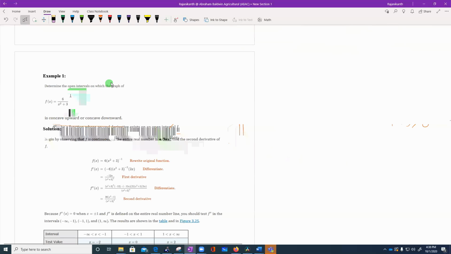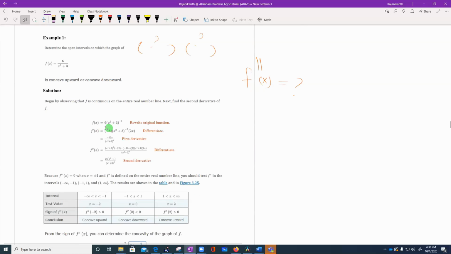Okay, so now let's think about this problem. The question is that you need to identify the intervals where the function has a concave upward trend or concave downward trend. So what is my first step? First step is to find points where the second derivative is 0. Okay, so I need to know the second derivative now. So take the function, find the first derivative, then one more time take the derivative of that function to get the second derivative. This is our second derivative, but simplify that one. If you simplify that, do some algebra, you will get this.